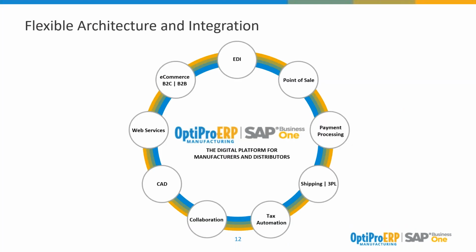I mentioned the flexible architecture that SAP Business One has, really giving you the ability to integrate with other systems that you have. And with SAP's ecosystem, you have a rapid integration framework with best-in-class solutions for, just as some examples: e-commerce, point of sale, EDI, CAD integrations. So those are just some examples.